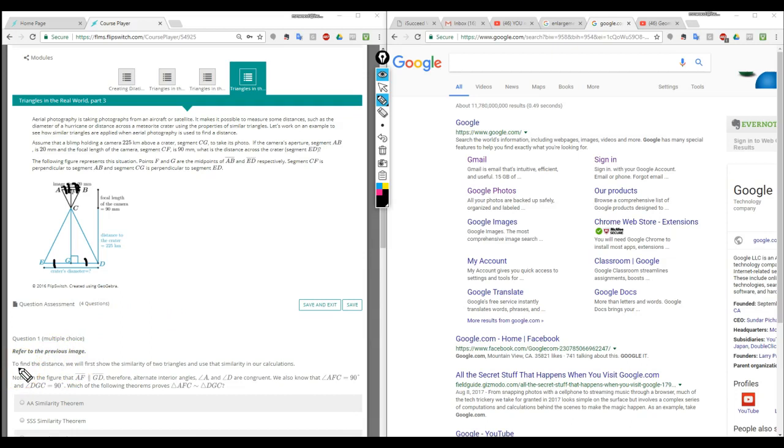So the question 1, to find the distance, we will first show the similarity of two triangles and use that similarity in our calculations. Notice in the figure that segment AF is parallel to segment GD. Therefore, alternate interior angles, angle A and angle D, are congruent. So if you cannot picture that, extend the segments. And here is the transversal that they're talking about because it's the one connecting point A and point D.